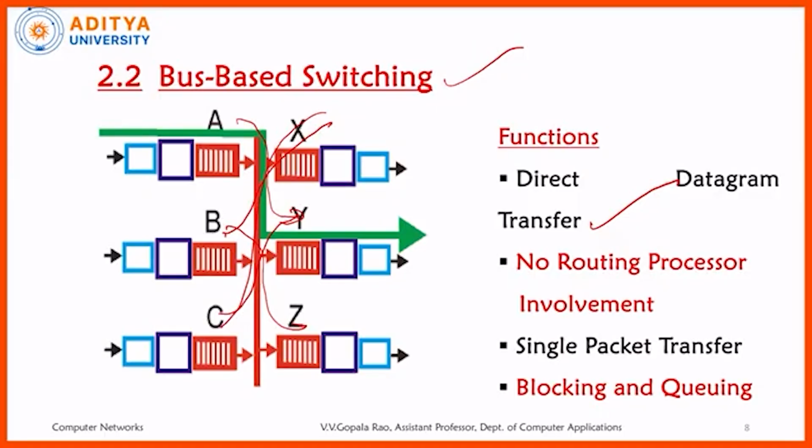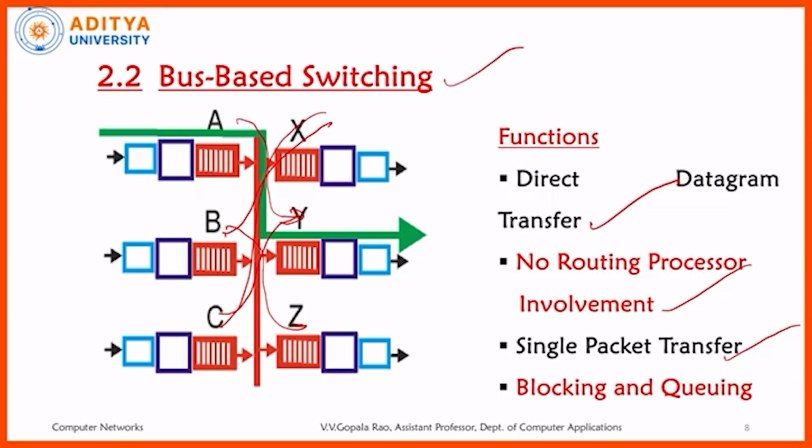So here the direct datagram transfer is possible without involving the CPU, as we have seen in the previous one, and also no routing processor involvement is seen here. And also single packet transfer. At any moment, A can put only one packet, and once it has reached the destination, then only A can put one more packet. Like that, one by one only it is to be taken into consideration.